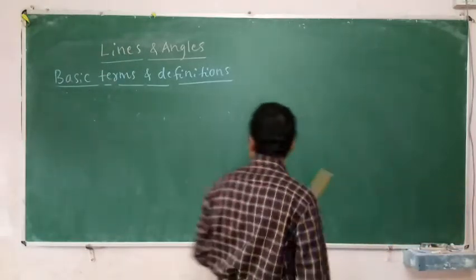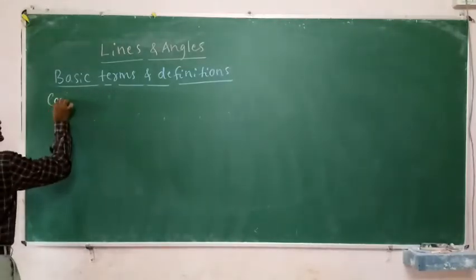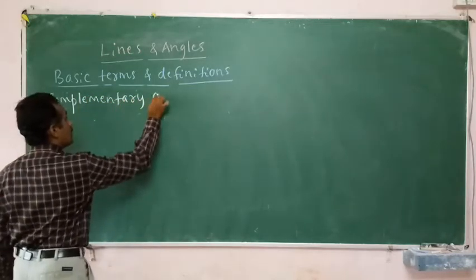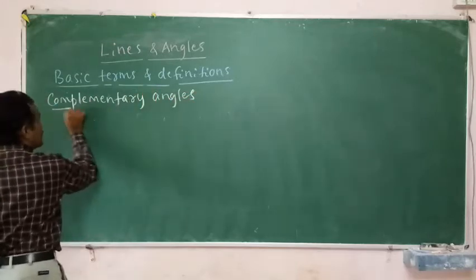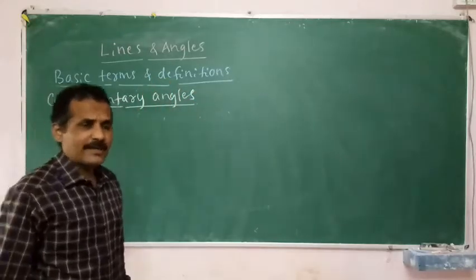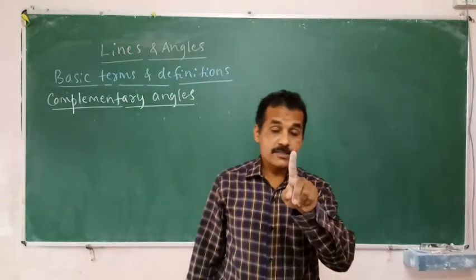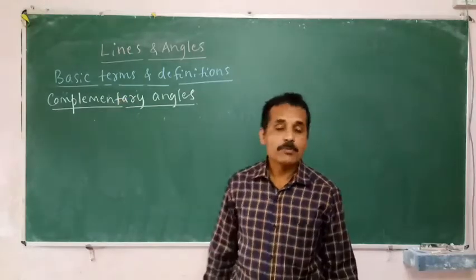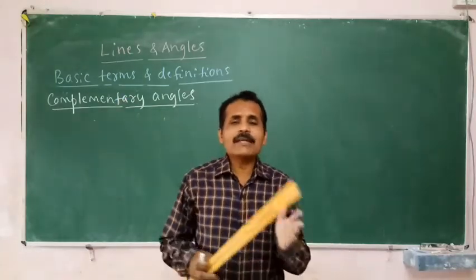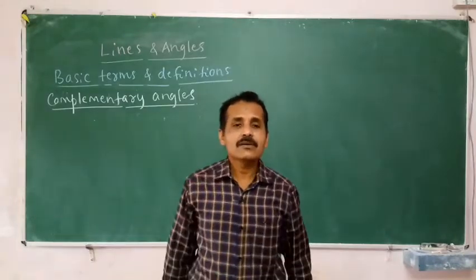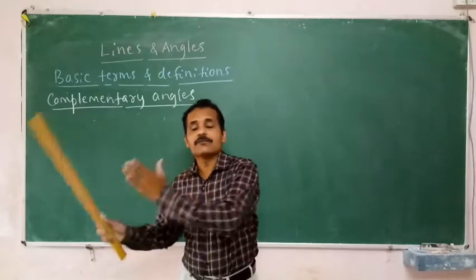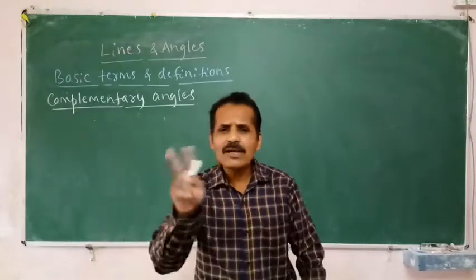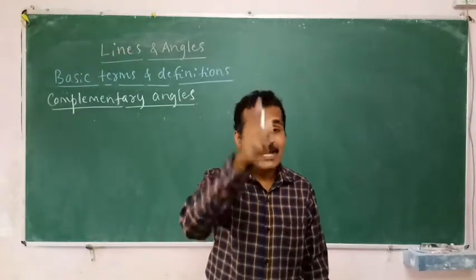The first one is complementary angles. What are complementary angles? If the sum of two angles is 90 degrees, then those two angles are called complementary angles. We can say the complementary angle of 30 degrees is 60 degrees. The complementary angle of 45 degrees is 45 degrees. The complementary angle of 80 degrees is 10 degrees. The sum of the two angles must be 90 degrees.